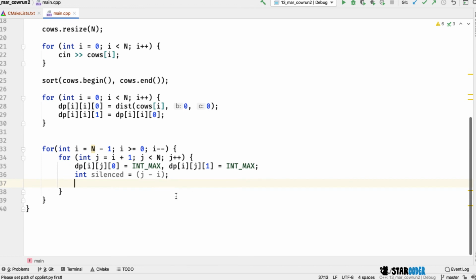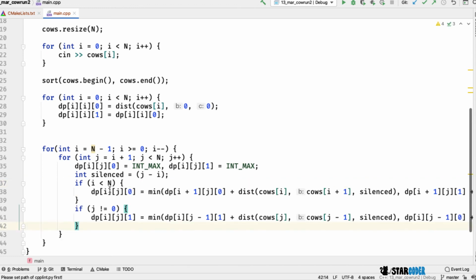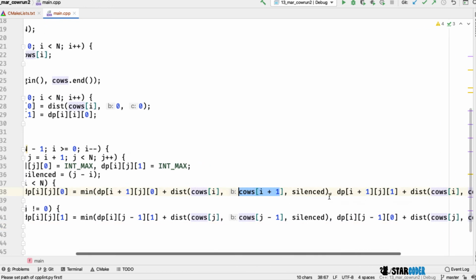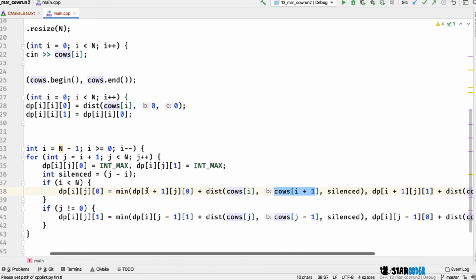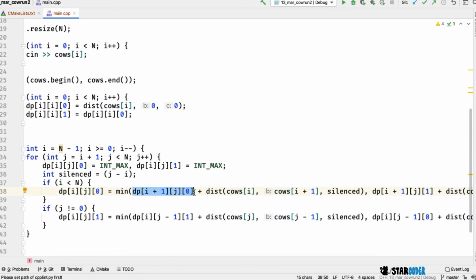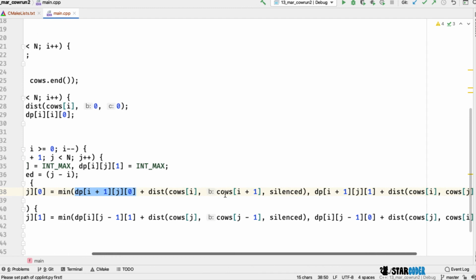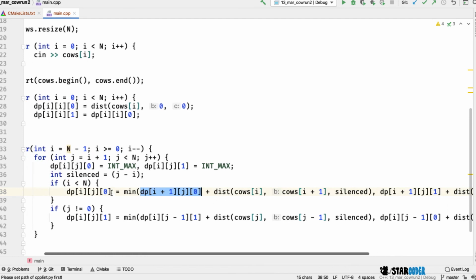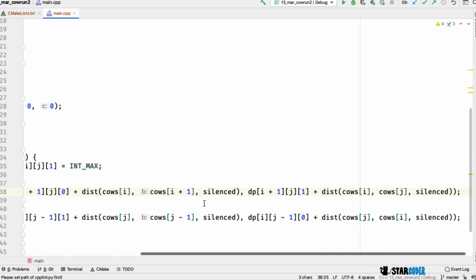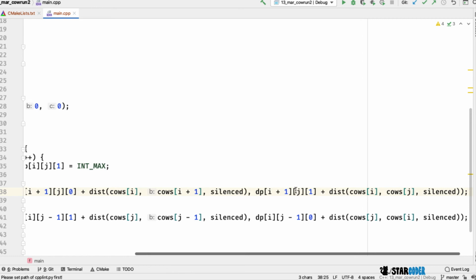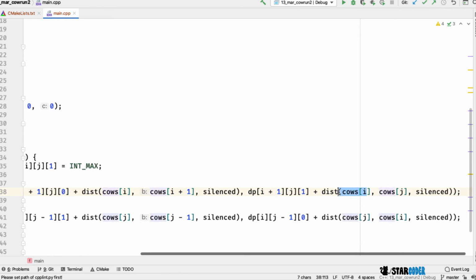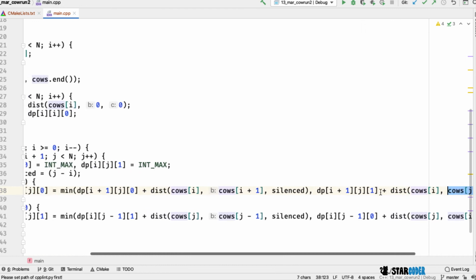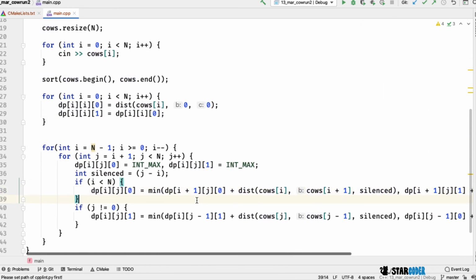And then we're going to have two basic things. We're going to check if i is less than n, then we're going to try cows i plus 1, and then we're going to try two different things. We're going to try dp[i+1][j][0] plus the distance between cows i and cows i plus 1. This is assuming we're on the left side of our range right now. Or we're going to have dp[i+1][j][1] plus the distance between cows i and cows j. So what we're basically doing is exactly what I described in the algorithm earlier.